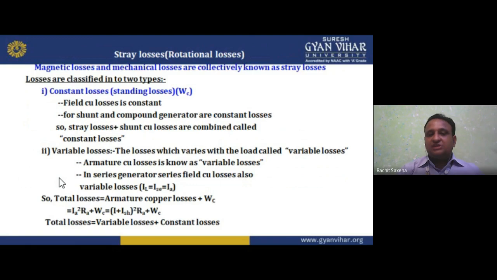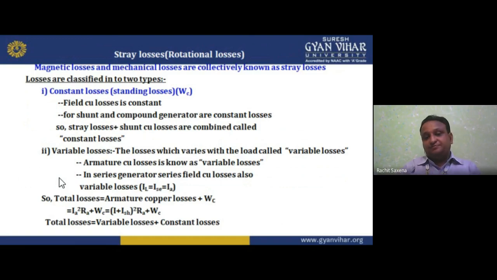The first one is constant losses, that are standing, not changing. We denote it by Wc. So they are called standing losses or constant losses. Field copper loss is constant for shunt and compound generators. Stray losses plus shunt copper losses are combined and called constant losses.